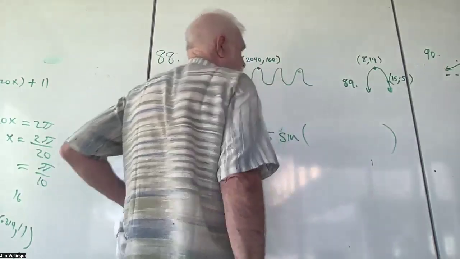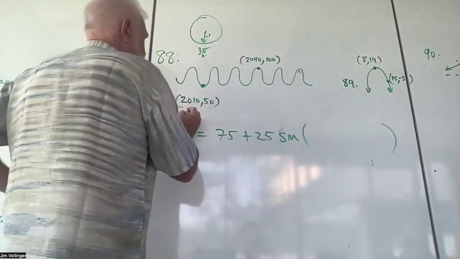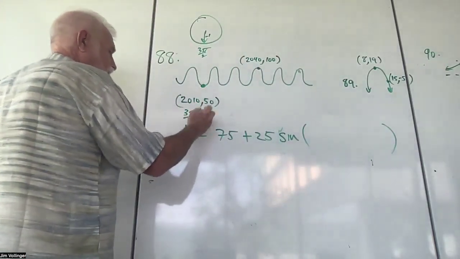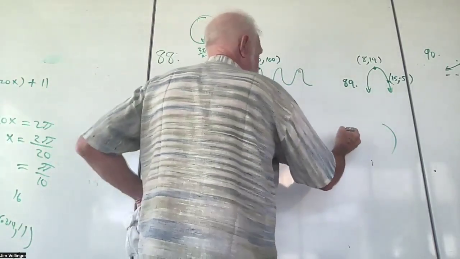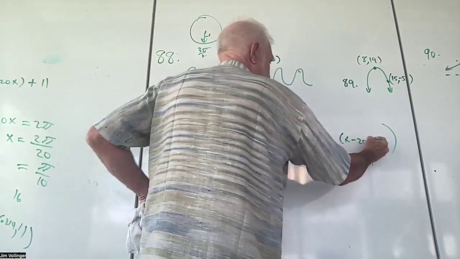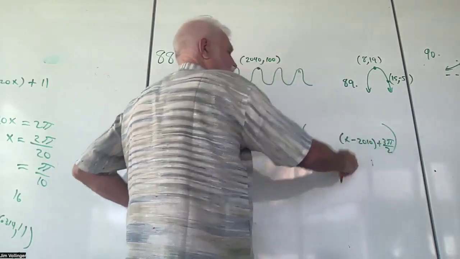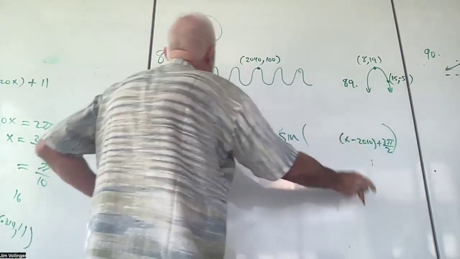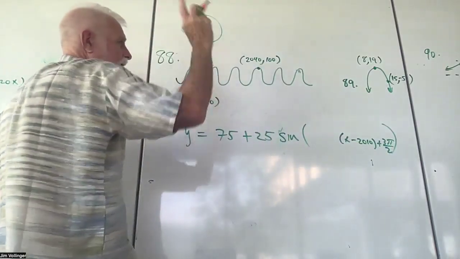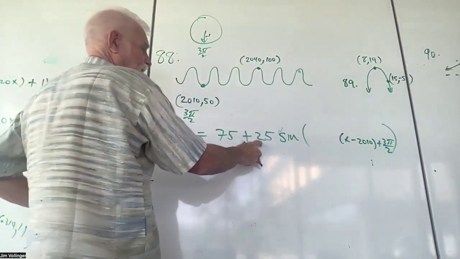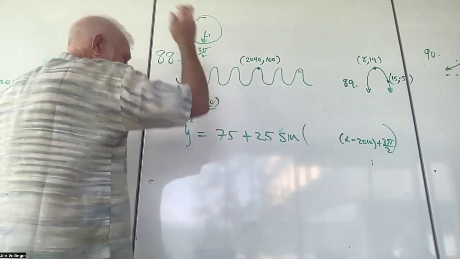Okay, what do I have here? I have 2010, I want to act like 3 pi over 2. Okay, so that's not hard to do. X minus 2010 plus 3 pi over 2. So when I put 2010 in, I get the sine of 3 pi over 2, which is -1. -1 times 25 is minus 25 plus 75, bingo.